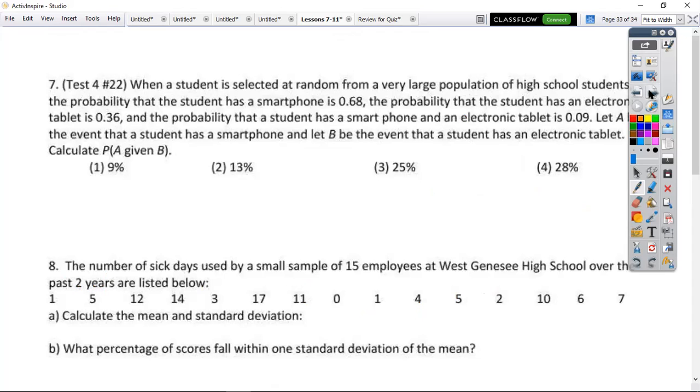Next. Students selected at random from a very large population, and the probability that the student has a smartphone is 0.68. And it says that is event A. So probability of event A is 0.68. Probability a student has an electronic tablet is 0.36, and tablets are event B. Or, I mean, I guess you really could use whatever you'd prefer. Next, the probability that the student has a smartphone and a tablet is 0.09.